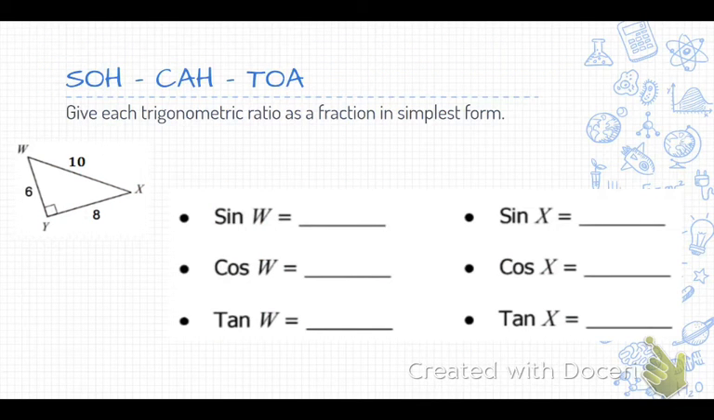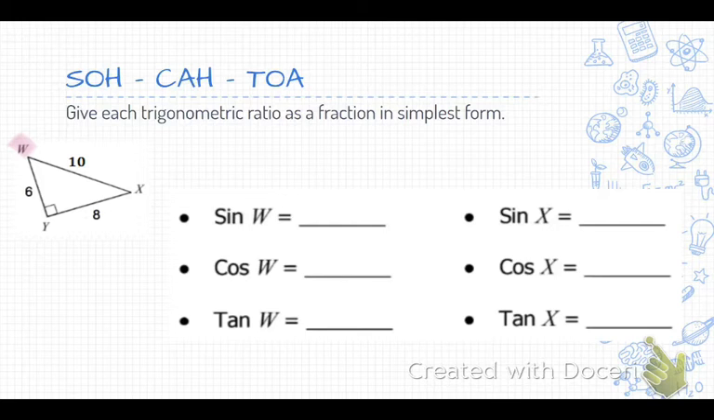So from last year, we did SOHCAHTOA, sine, cosine, tangent. So I have sine W, cosine W, tangent W, and I have sine X, cosine X, tangent X. What is different about these two columns? One's W and one is X. And that's really important because it does change my answer. So I'm going to start with sine, cosine, and tangent of W. So I'm basing it off this top angle. Does that make sense?